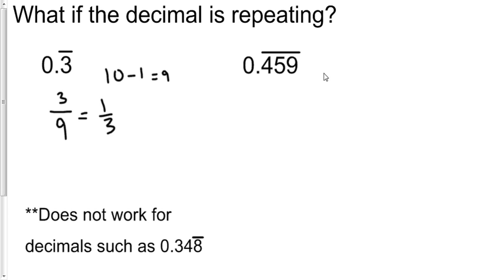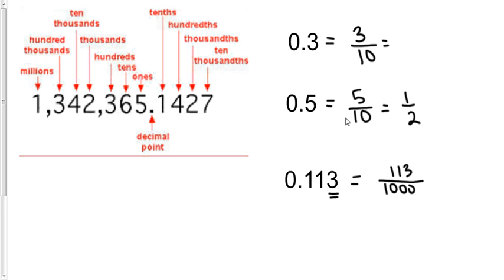Here, this is the thousandths, so 1,000 minus 1 is 999, so our denominator will be 999 with the numerator as 459. Remember though, the entire decimal has to repeat, and we only subtract when we see a repeating bar. If we don't see a repeating bar, we just use the place value as the denominator.